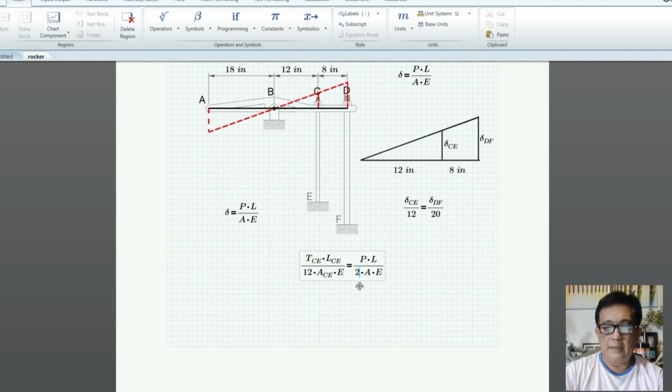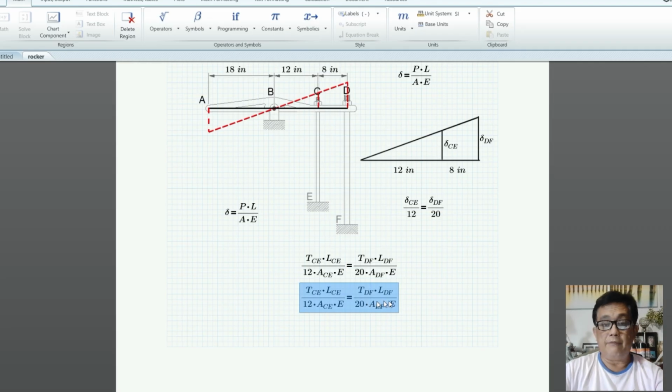And on the right side, this P here is T sub DF. This is L sub DF. And this is area sub DF. And then let's plug in the given values.